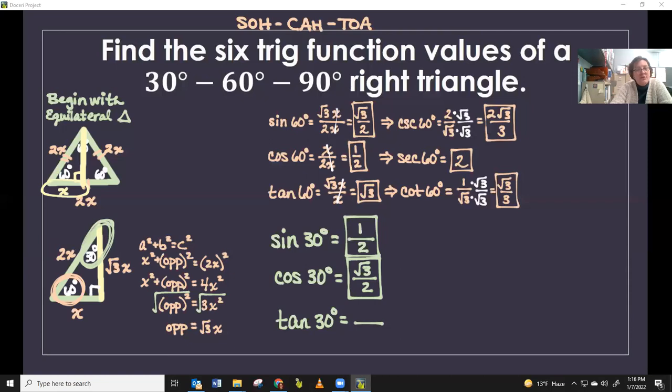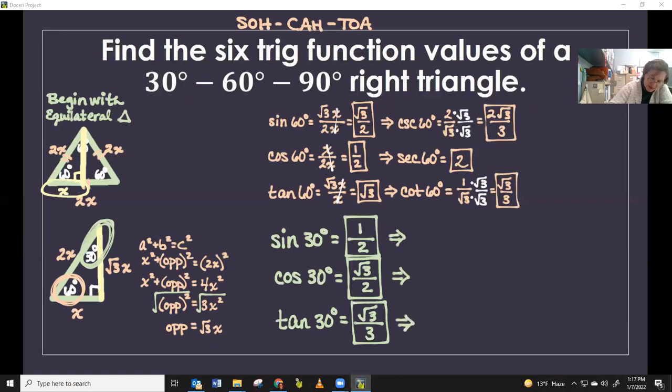What will my tangent of 30 degrees be? It's going to flip with cotangent because, again, opposite and adjacent are flipped now since we changed positions. So now we're going to have square root of 3 over 3 as our tangent of 30 degrees. Let's go ahead and do our reciprocals.